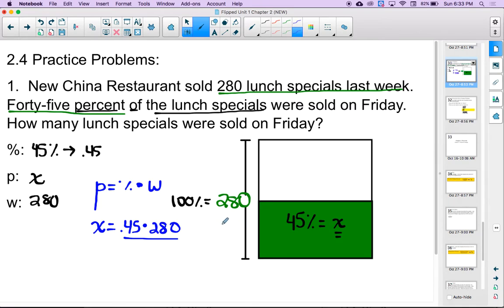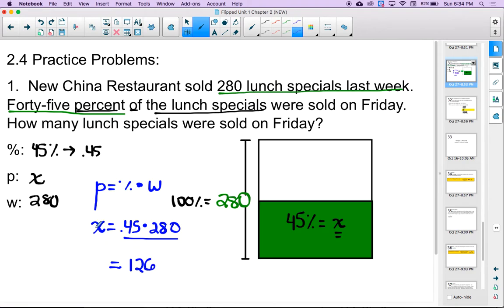So you're going to have to use some scratch paper, or you can just use a calculator. That's what I'm going to do really fast. I need to figure out what 45 hundredths times 280 is. I'm putting that in my calculator. 45 hundredths times 280 is equal to 126.